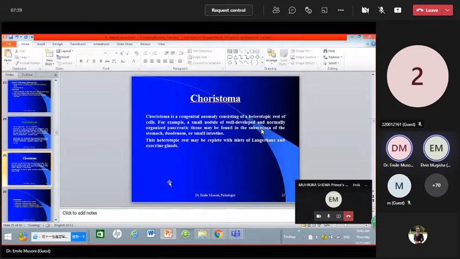So that heterotopic rest may be replaced with islets of Langerhans and the exocrine gland, in the case of pancreatic tissue in the stomach.